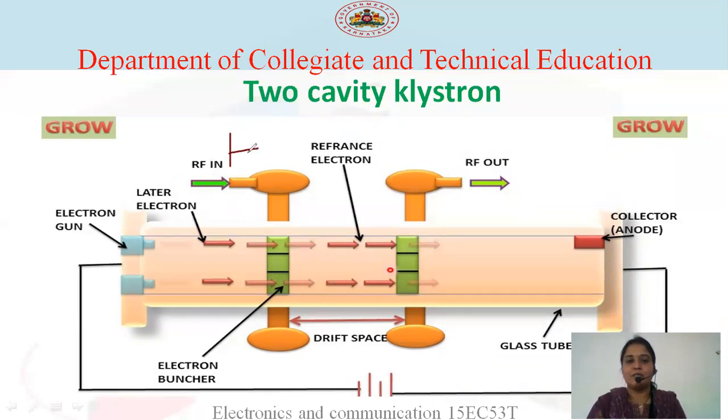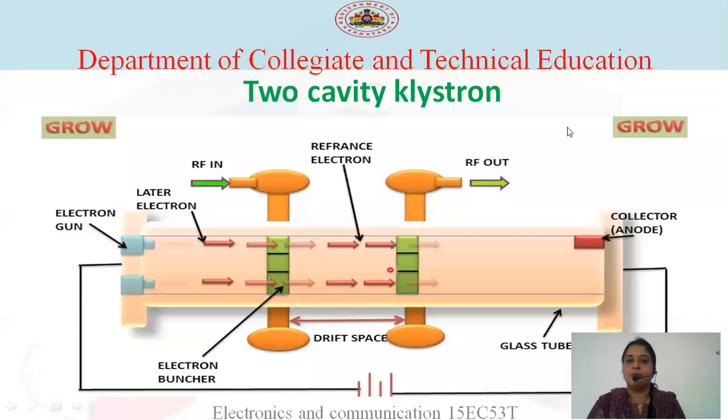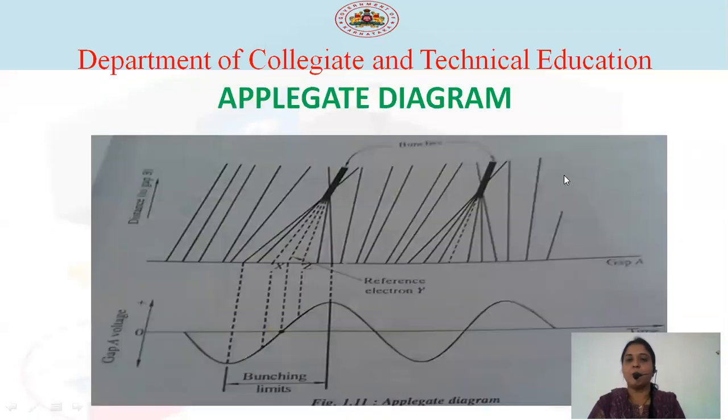Suppose this is the input signal which we have applied, then the output will be much higher. That is, you will get oscillations of much higher strength. Those are amplified. This is called the two cavity Klystron tube. Explanation with respect to the Applegate diagram here.